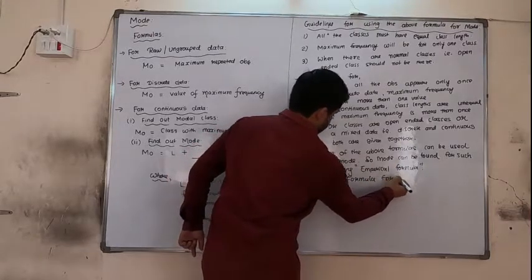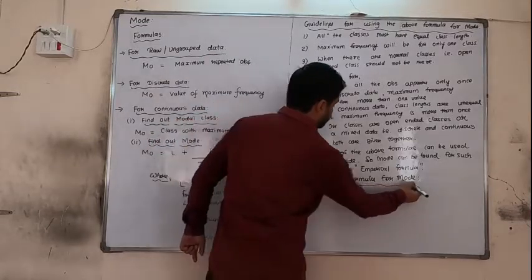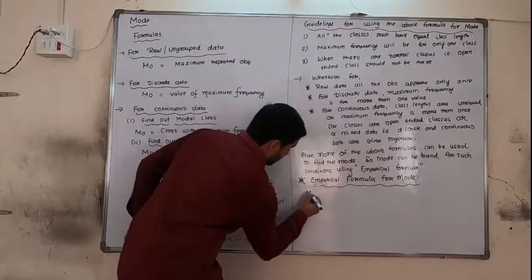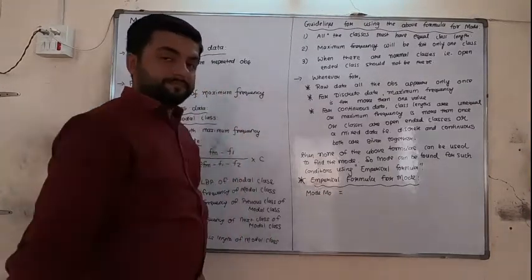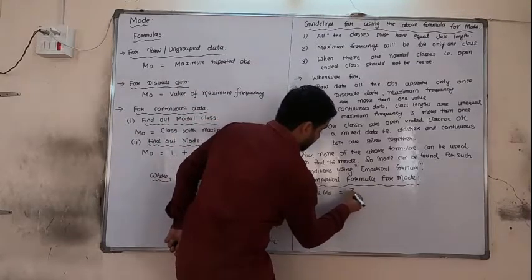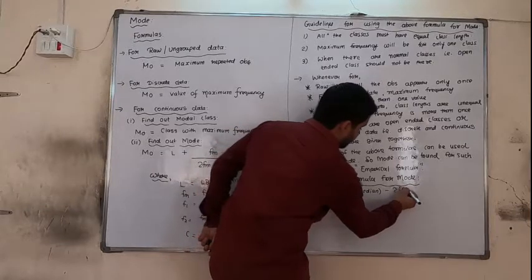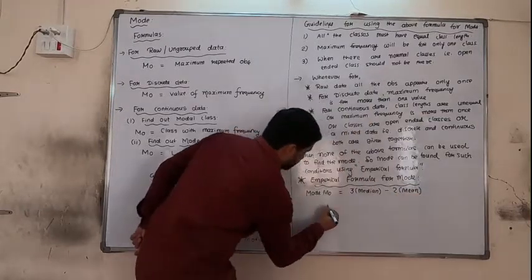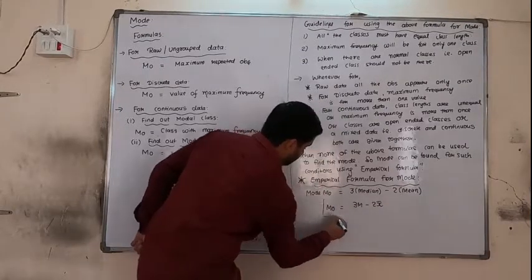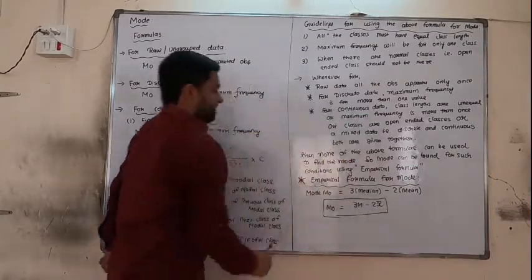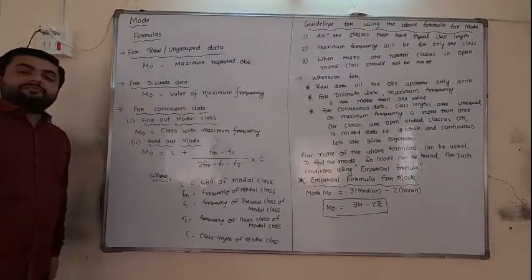Empirical formula for mode. Mode MO is equal to 3 median minus 2 mean, that is MO equals 3M minus 2x bar. In that case you have to use this empirical formula for the mode and find the data.